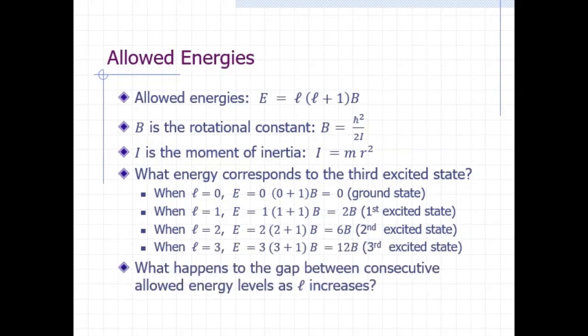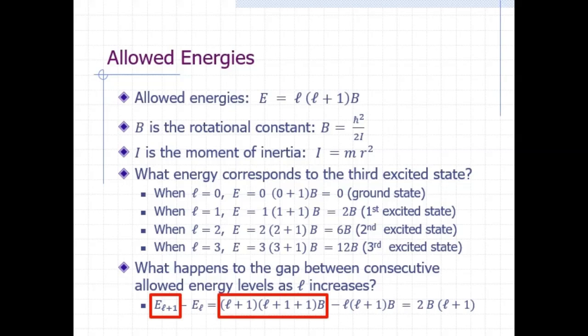What do you think happens to the gap between allowed energy levels as L increases? It should be easy to show that E for level L plus 1 minus E for level L is equal to 2 times B times L plus 1. In other words, the gap between adjacent energy levels increases at higher energies.